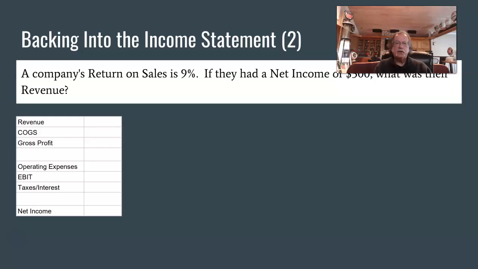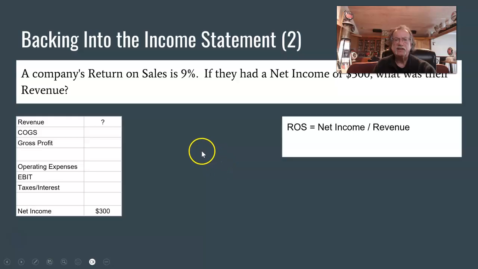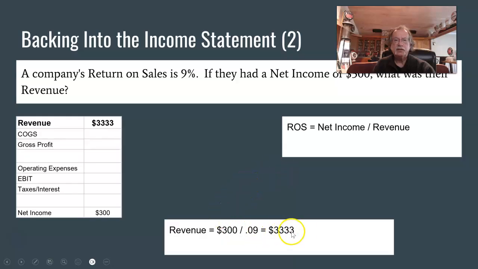Now, if you're going to look at the return on sales, if you gave them income of $300, what is their revenue? Okay, so we know the net income of $300. We want to know what the revenue is, and the return on sales is given as 9%. Return on sales is net income over revenue, and so you can back into revenue as $3,333.